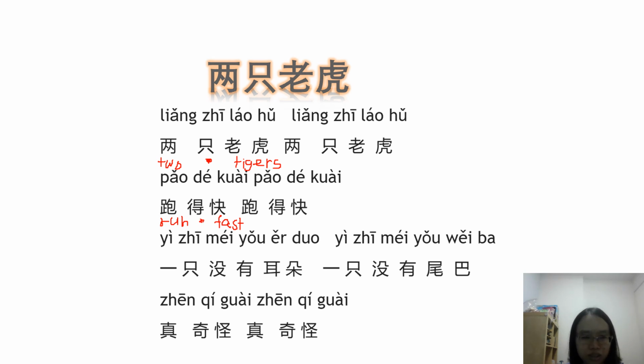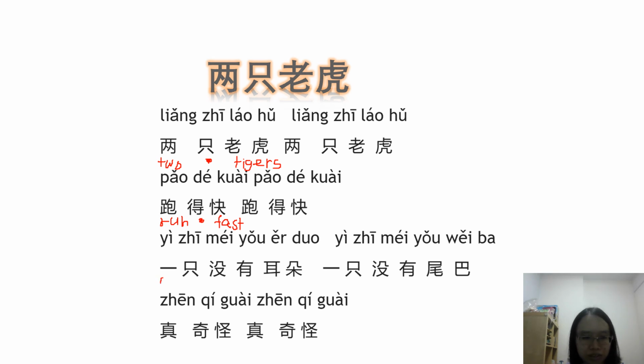的 is used after the verb. The word that is after the 的 describes the verb. How is the tiger running? He's running very fast. So 跑得快 is running very fast.